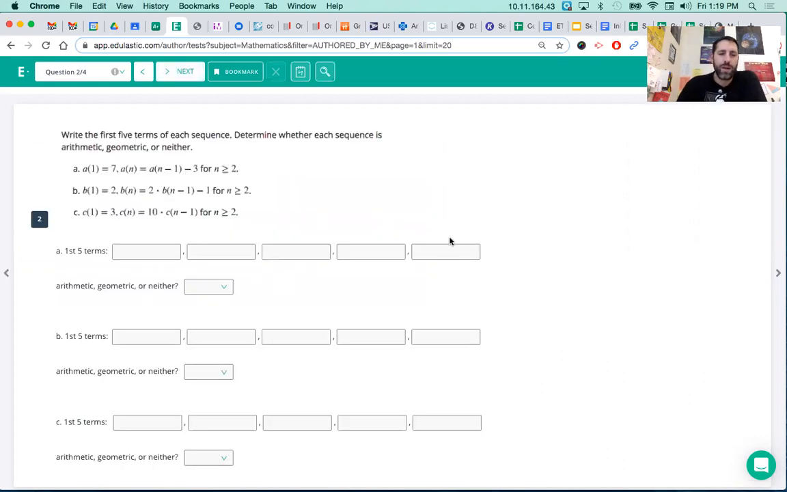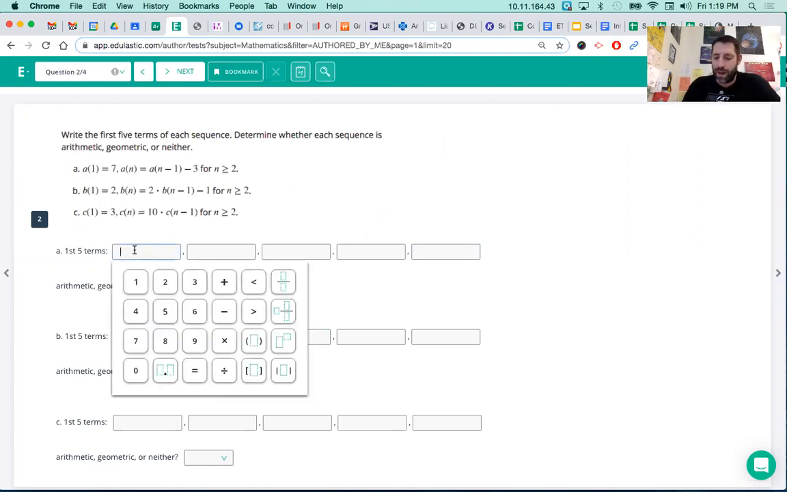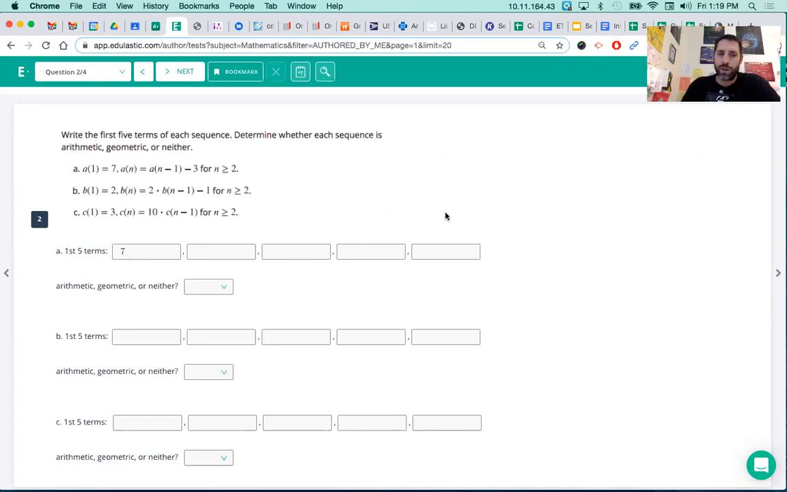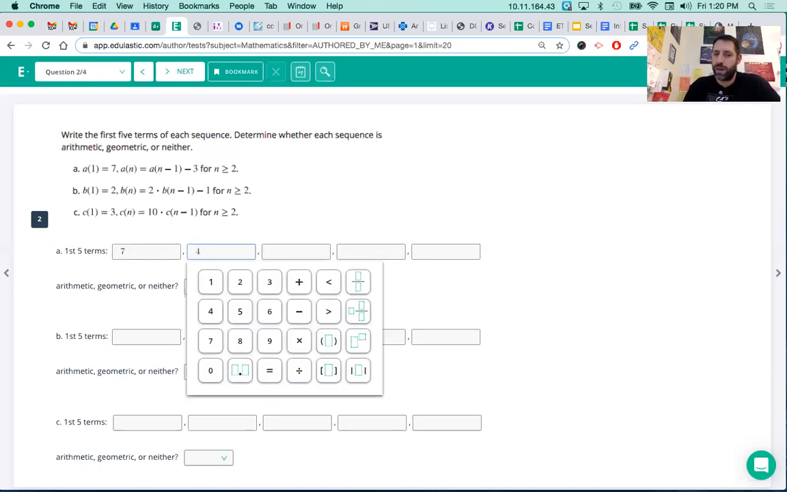Okay. Number 2, this one you're given the function and you've got to use the pattern described in the function to get your first 5 terms. Now, what I like about this is they give you a starting point. That's what a of 1 is. A of 1, the first term, equals 7. So we know the first term in a is going to be 7. That's where we're starting from. In the function on the right, we're identifying what we're doing to it. It says the next term in the sequence equals the previous term minus 3. So I take my previous term, which is 7, and I subtract 3, and I get 4.